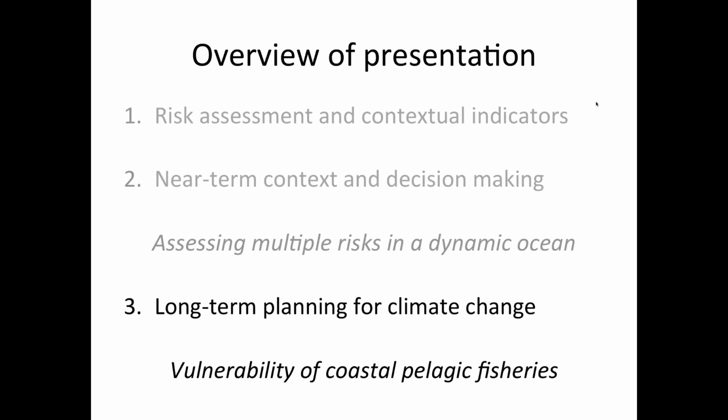Okay, so hopefully what Elliott just presented gave you a sense of how we might be able to assess risk to the ecosystem from fishery removals, in particular in that example focusing on the drift gillnet fishery and how it might affect marine mammals and other predators. What I'm going to move to now is talking about how we might assess the potential effects of long-term climate change on coastal pelagic species as well as the fishing vessels that target them.